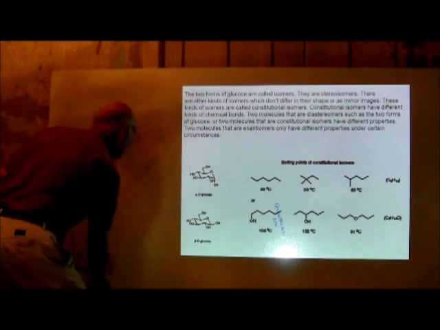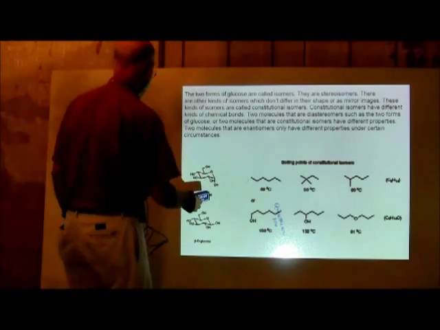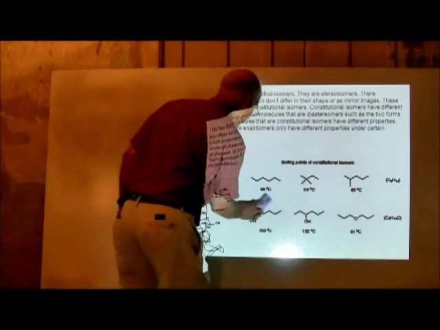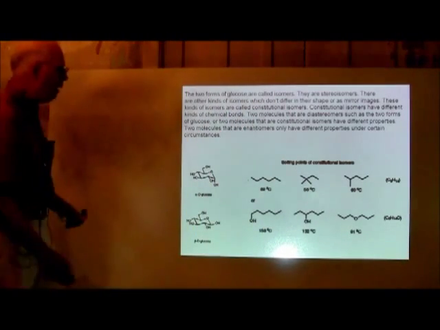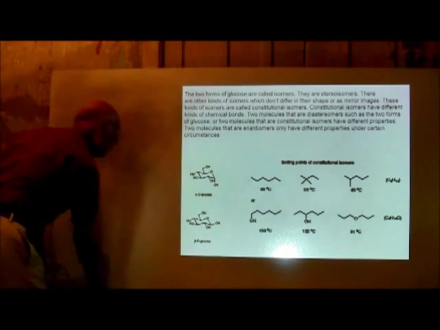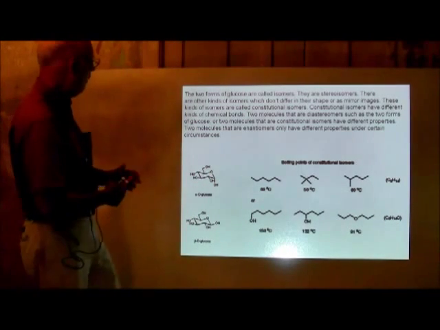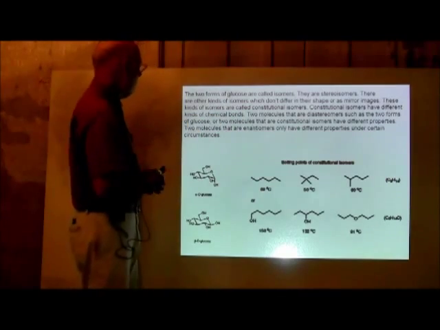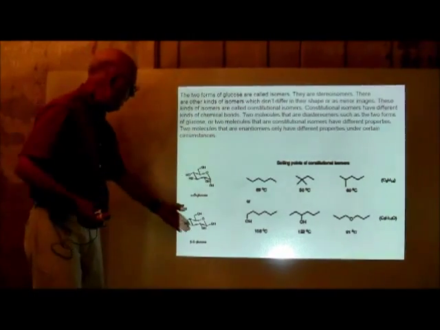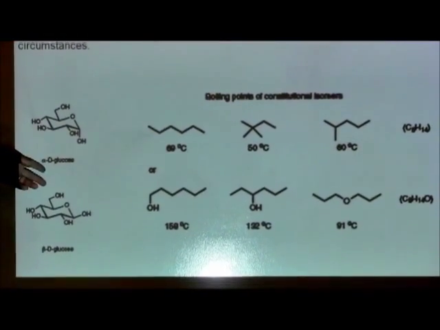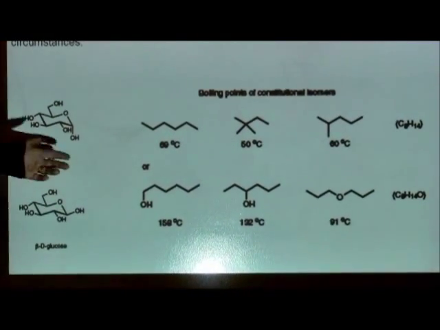What did I? Didn't I? Oh, here it is. I knew I had to erase something. Let me erase this right here. Now, there are two forms of glucose. Well, yes, there are two forms of glucose. Here they are. The two forms of glucose are so-called alpha D-glucose and beta D-glucose.